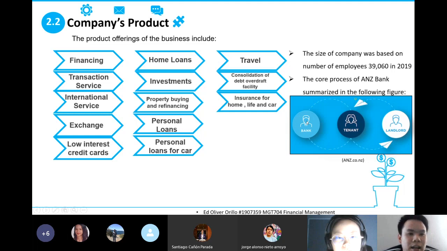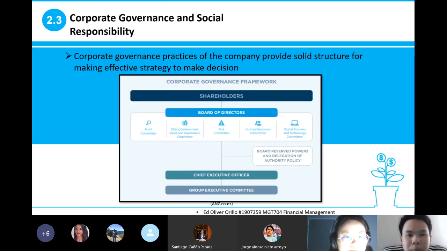And next is corporate governance and social responsibility. The corporate governance practices of the company provide a solid structure for making effective strategy and decisions. As you can see in the picture, the top tier of their corporate framework is the shareholders. Next is the board of directors, which includes the audit committee, ethics, environment, social and governance committee, risk committee, human resources, and IT.